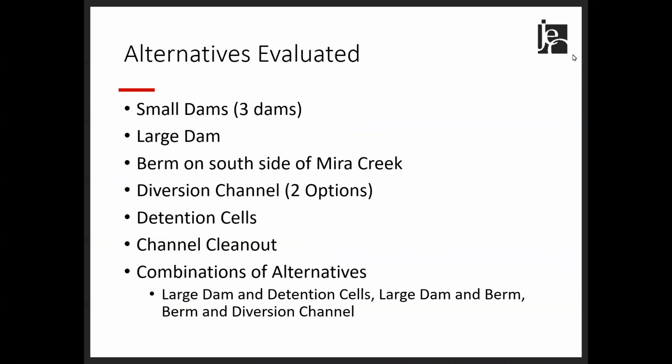So the alternatives we evaluated for this study were small dams. We looked at 3 different dams up in the watershed. We looked at a large dam. We looked at a berm on the south side of Mira Creek. We looked at 2 different diversion channel options. We looked at detention cells on the south branch of Mira Creek. We looked at cleaning out the channel, and then we looked at different combinations of alternatives.